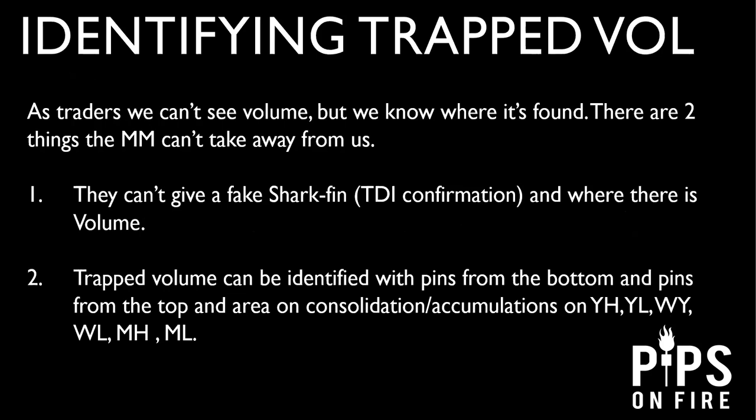So what order blocks do is allow us to identify trap volume, right? So as traders, we can't actually see the volume, but we know where it's found. So there's two things that market makers cannot take away from us. They can't fake the shark fin, which is the TDI confirmation. That's where the volume is. And the trap volume can be identified with pins from the bottom and pins from the top in the areas of consolidation and accumulation on your yesterday's high low, weekly high low, monthly high low, right? Your stop lines, you can see those big as day, right? Your consolidation areas, right? Typically, which happens in Asia, right?